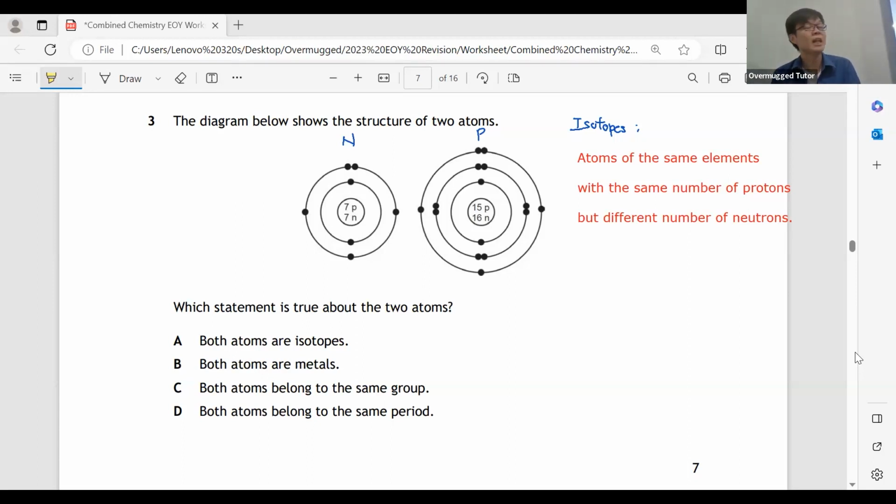Okay, then some students ask, electrons need or not? No, no need. It's not part of the marking criteria. So same element, same number of protons, different number of neutrons. So an example of isotopes will be these two that you will see commonly.